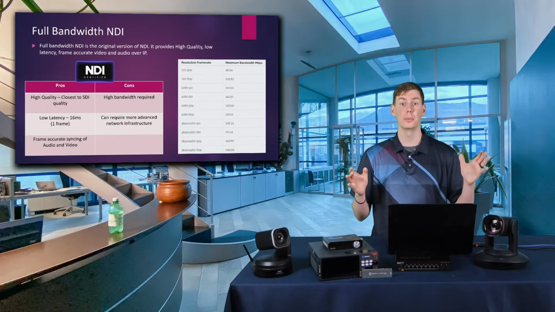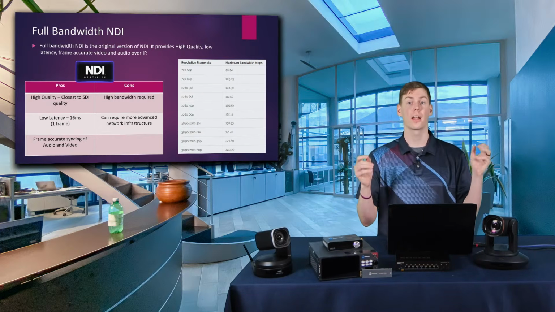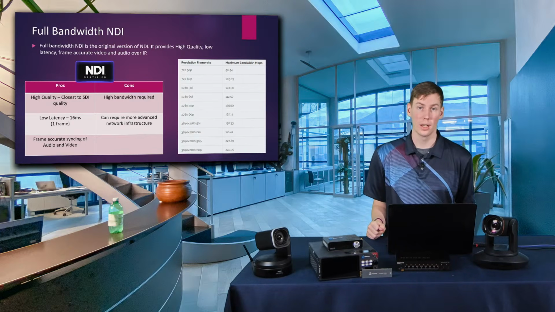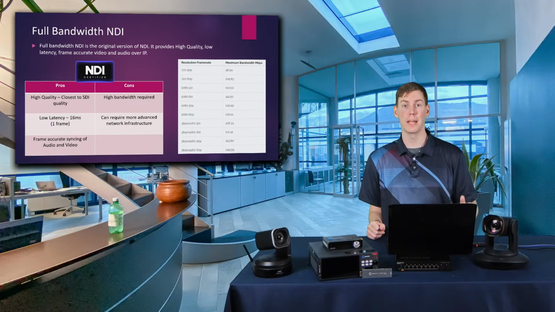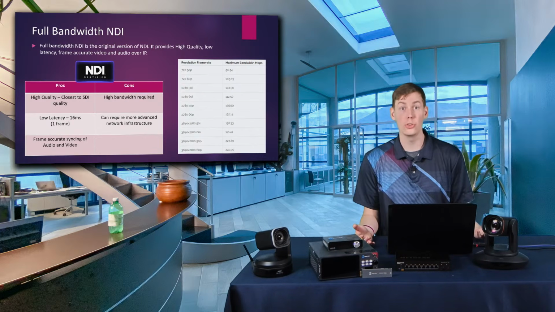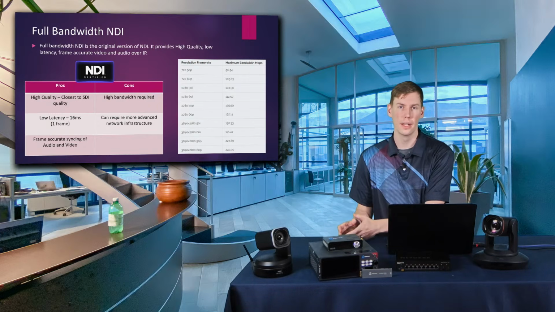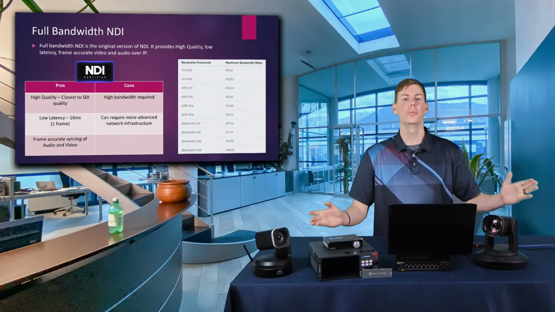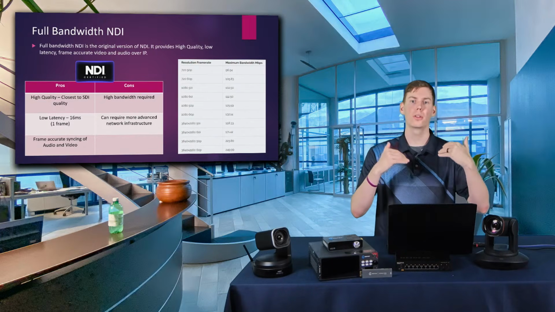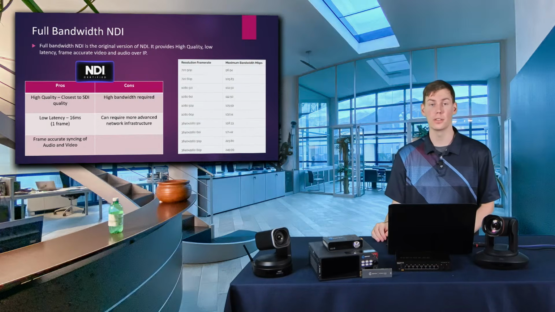Now, of course, this is going to be uncompressed and it's going to be extremely high quality, and you're not going to have to worry about latency, but you will have to worry about your network bandwidth. Now, if you are in a studio that has a 2.5 gigabyte network or a 10 gigabyte network, you probably don't have to worry about that. But a lot of these smaller to medium studios, they may have to take that into consideration.